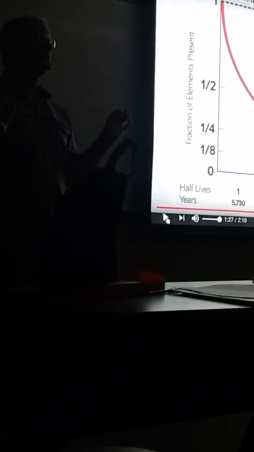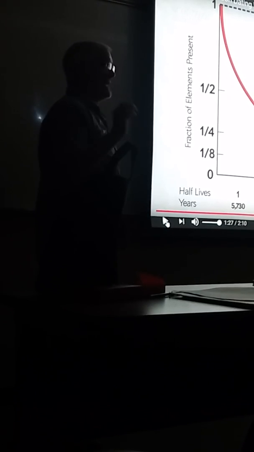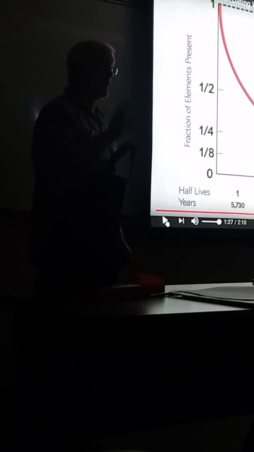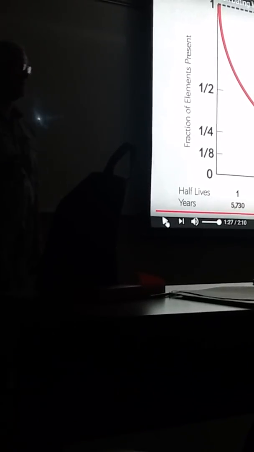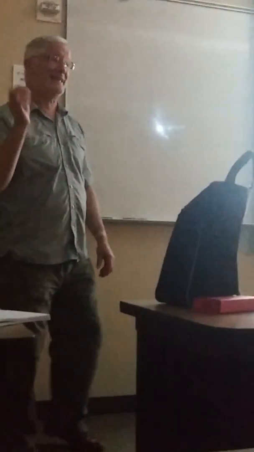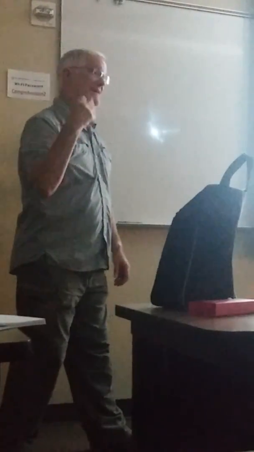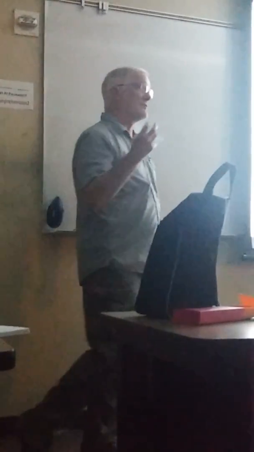One of the arguments against carbon-14 dating is you can't assume we've always had the same amount of carbon or the same number of carbon-14s in the atmosphere. And they're right, it has changed. But we also have that calculated into our equation. We've accounted for that. So there's a lot more validity to carbon-14 dating than a lot of folks are saying.